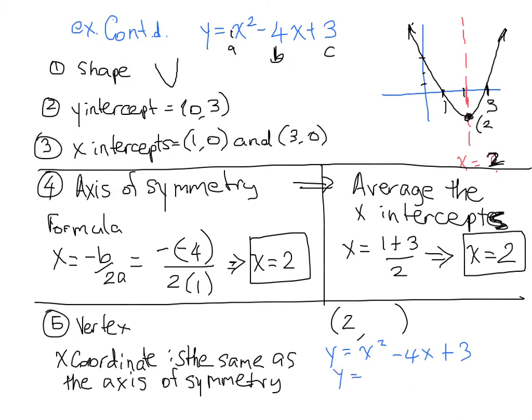So y is equal to 2 squared minus 4 times 2 plus 3. And when you work that out, you should get that y is equal to negative 1. So now we have our vertex. It's (2, -1). And we're done.